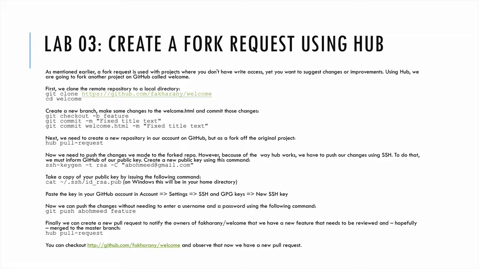Now let's have a look at a slightly more advanced technique, which is creating a fork request, and we're going to use the hub command line tool to do that. So what is a fork? Again, a fork is just a copy or an image of a project that is publicly available on GitHub. It creates a copy of this project on your local GitHub account.